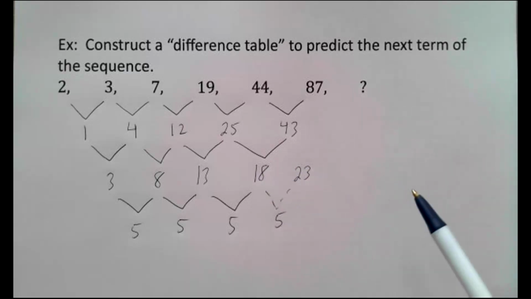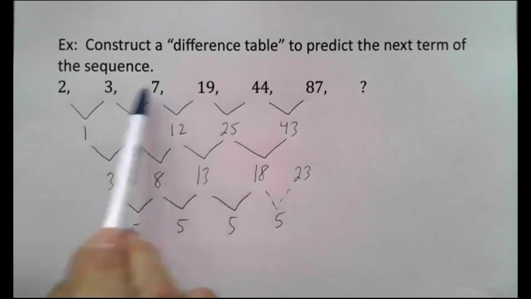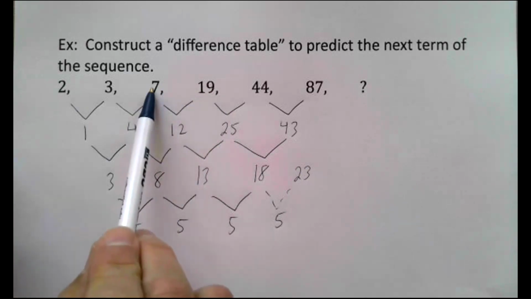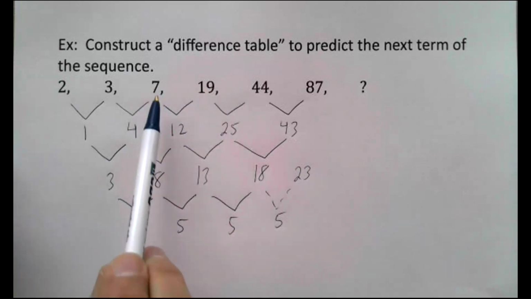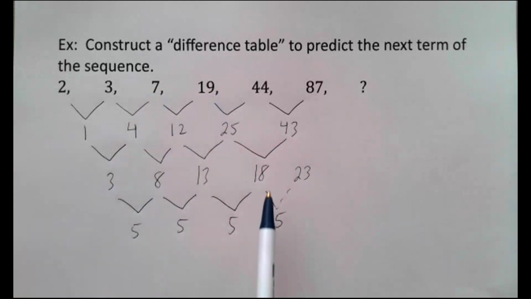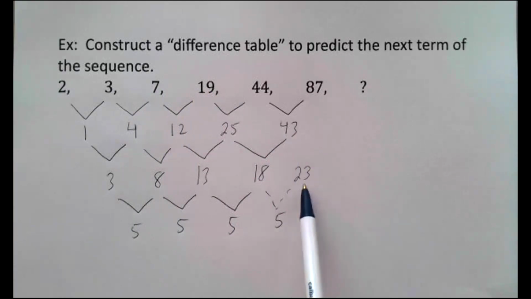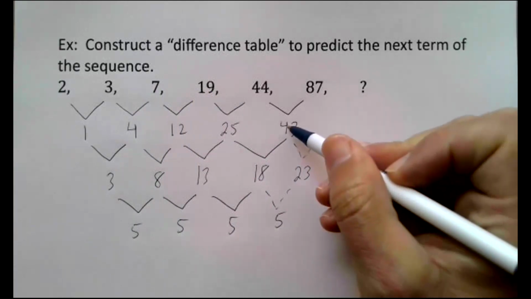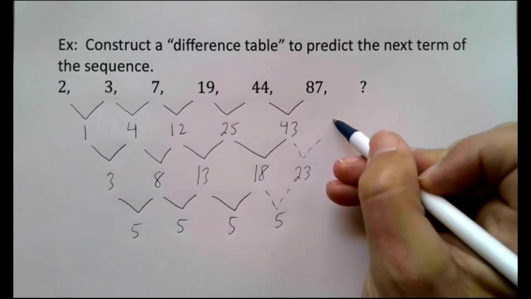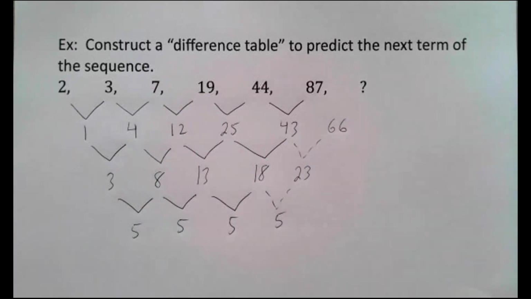18 plus 5. I know it's called a difference table. When we go to the left, we're subtracting, right? And 19 minus 7 equals 12. But when you go to the right, you can think of it as adding, like 7 plus 12 equals 19. 18 plus 5 equals 23. In fact, 43 plus 23 is what I could put right here. What is 43 plus 23? That's 66.